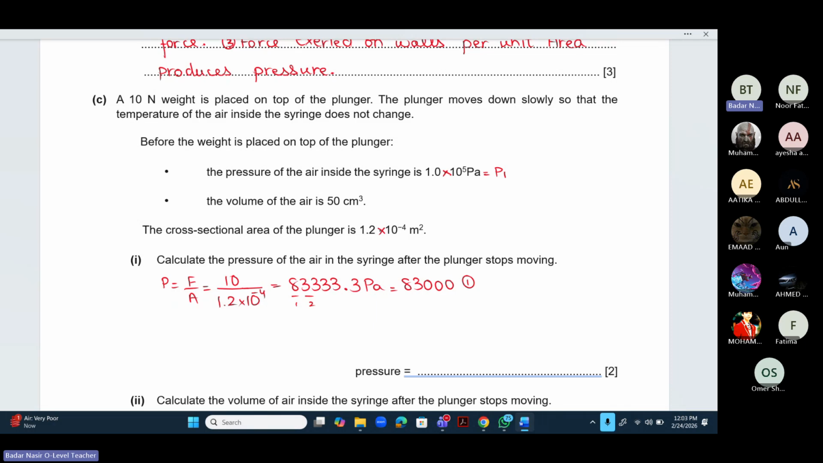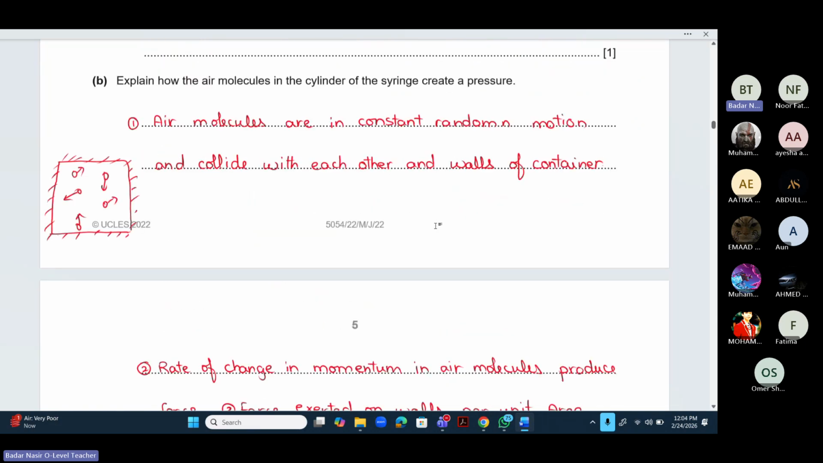Now look, beta, this gives the pressure of the air in the syringe after the plunger stops moving. The question says that before the weight is placed on top of the plunger, the pressure of the air inside the syringe is how much? That is 1 into 10 raised to the power of 5 Pascal. Okay, so that is its initial pressure.